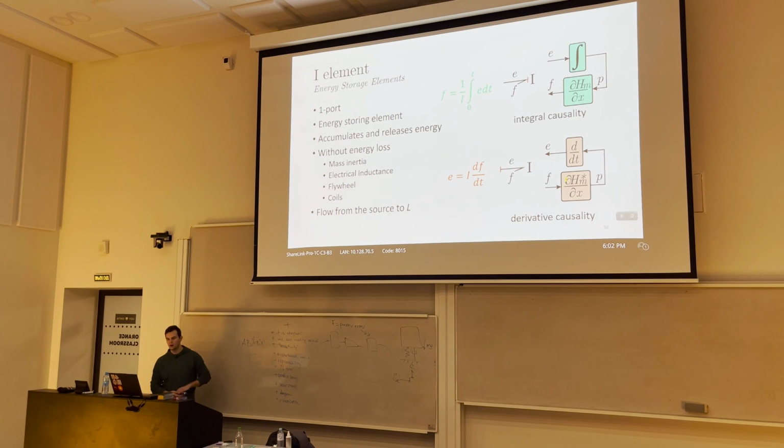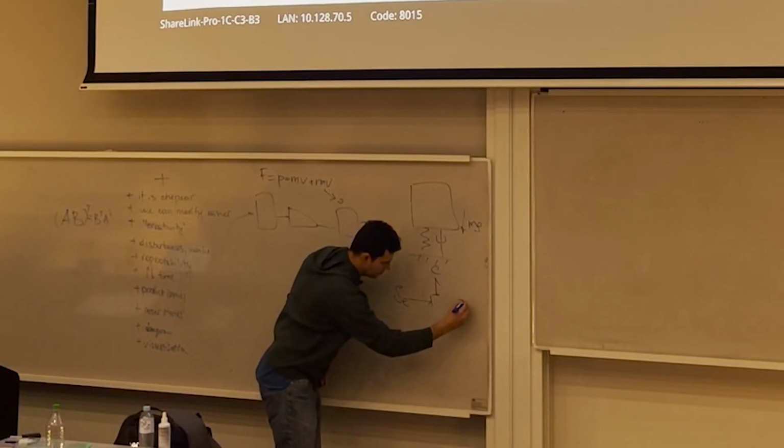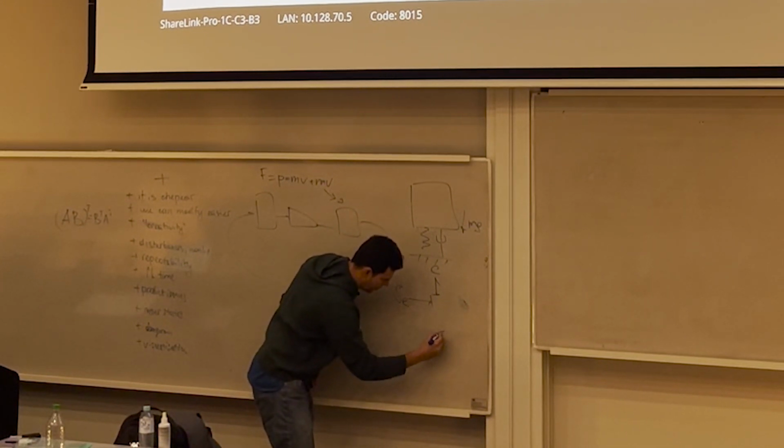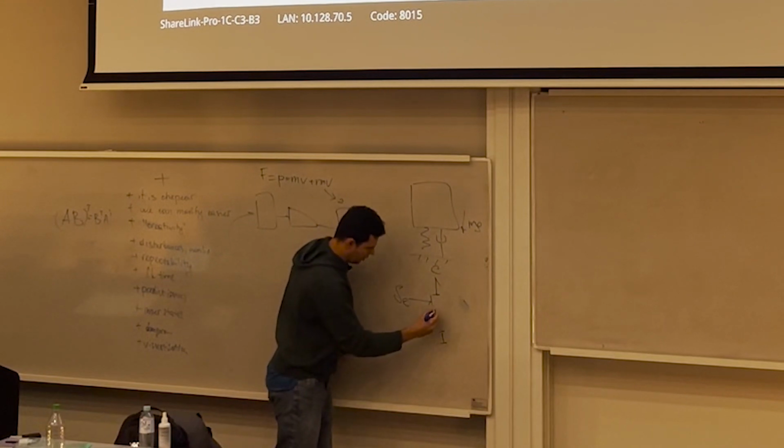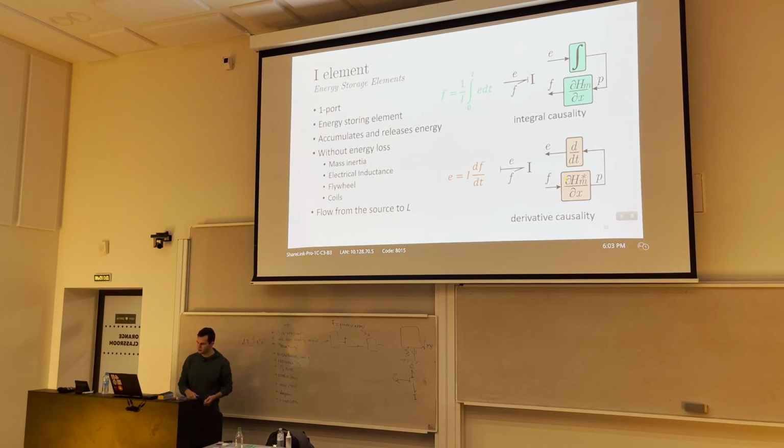Another building block element is the I element. We can model mass as an I element. So let me do the following. Here will be the I element, and the power goes here. And here also we have an integral causality and a derivative causality. In integral causality, we feed effort into the system. For example, it will be force.